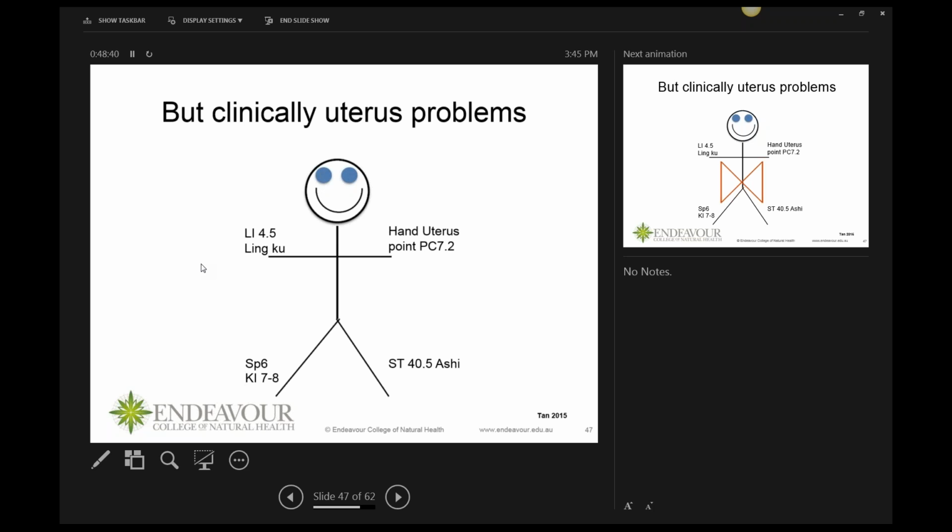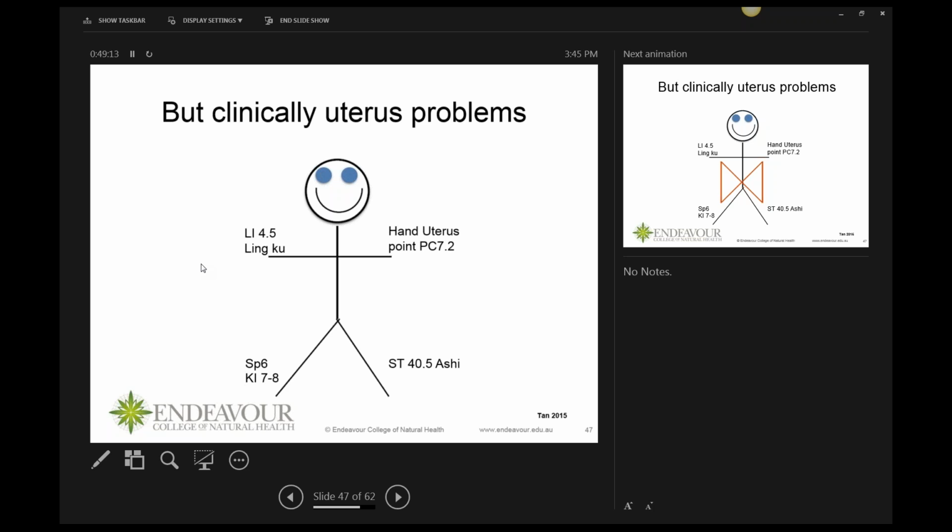So Ling Gu is basically at the base of the first and second metacarpal bones, in between the thumb and the first one, right at the base of that one, that spot. The hand uterus point, so anyone that's looked at the hand microsystem, this is where the uterus actually sits. So it's just up from where pericardium 7 is. And again, if you divide pericardium 7 to 8, you end up with pericardium 7.2. That's where he's talking about for this uterus point.